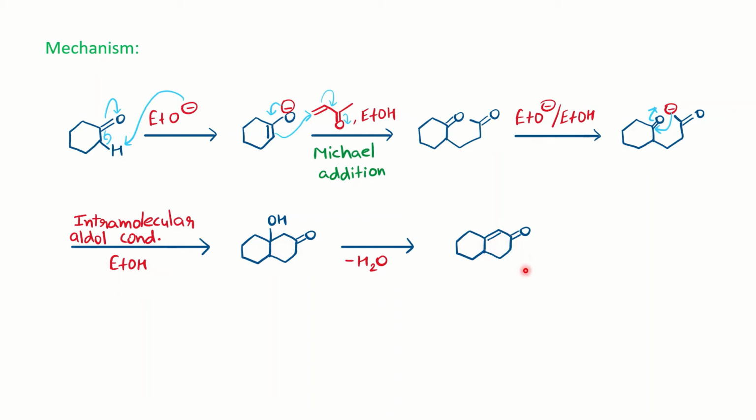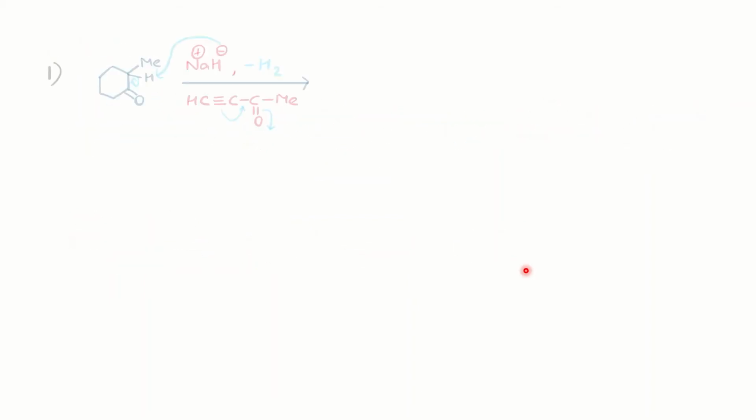So this is the Robinson annulation product, which is the combination of Michael and aldol reactions. We'll see a few examples here. So let's say you have now the cyclic ketone which is having on one alpha carbon a methyl group. So this is basically an unsymmetrical ketone here.